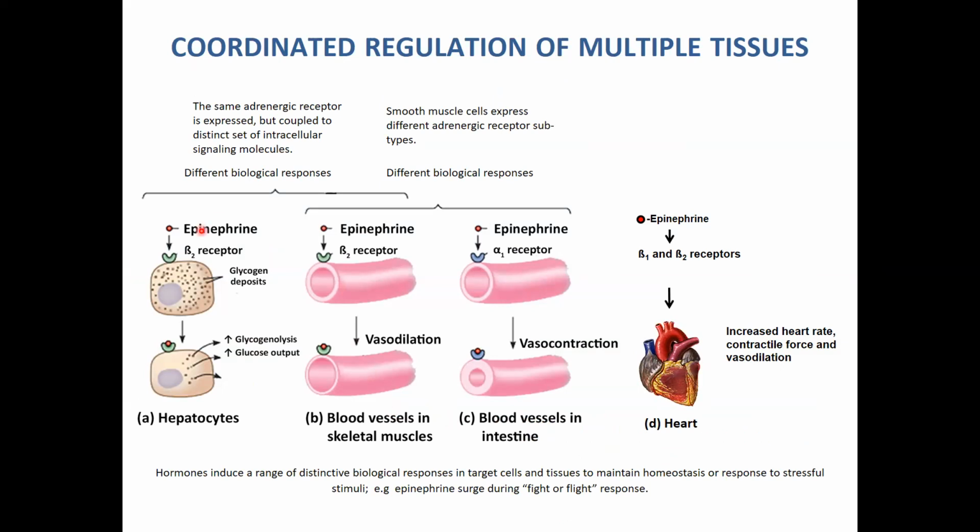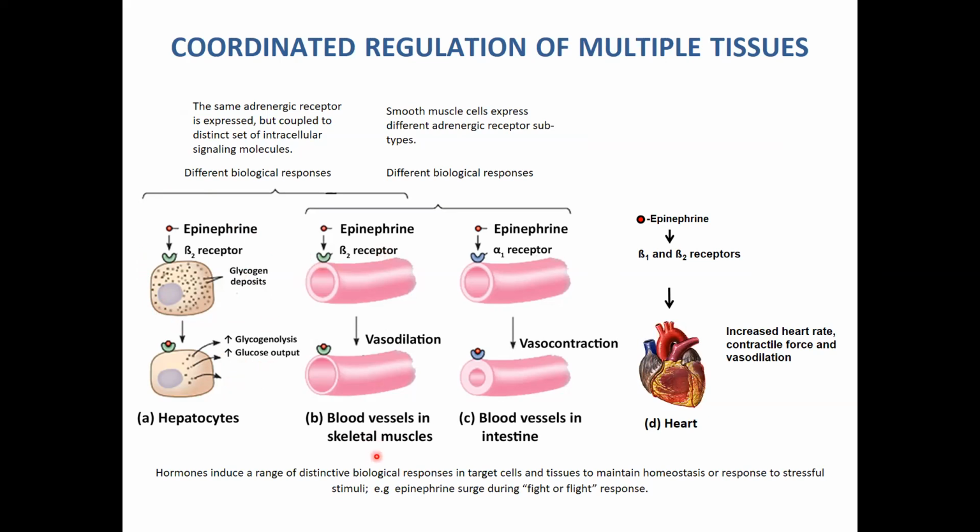So here we see that both the liver cells, which are called hepatocytes, and the blood vessels of skeletal muscle both express a beta-2 receptor. But in the hepatocytes, the increase in cyclic AMP in this cell type is coupled to activation of phosphorylase. It's going to increase glycogen breakdown, which is going to increase hepatic glucose output. And now I have the sugar, the energy and metabolic fuel, to run my skeletal muscles.